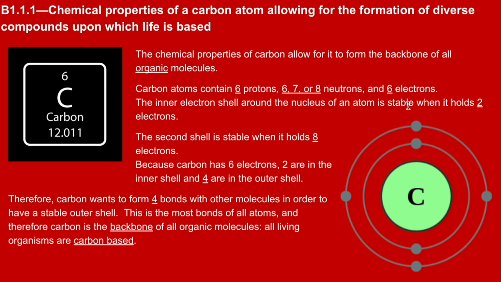But since carbon has 6 total, there's going to be 4 electrons in the outer shell. And in order to get to 8, it's going to want to make 4 bonds, which is the maximum number possible. So since carbon wants to make 4 different bonds, it's going to form that structural backbone of every organic molecule.